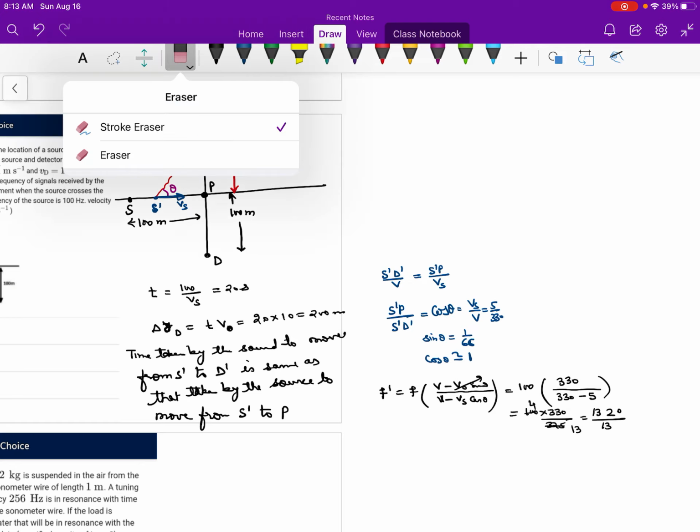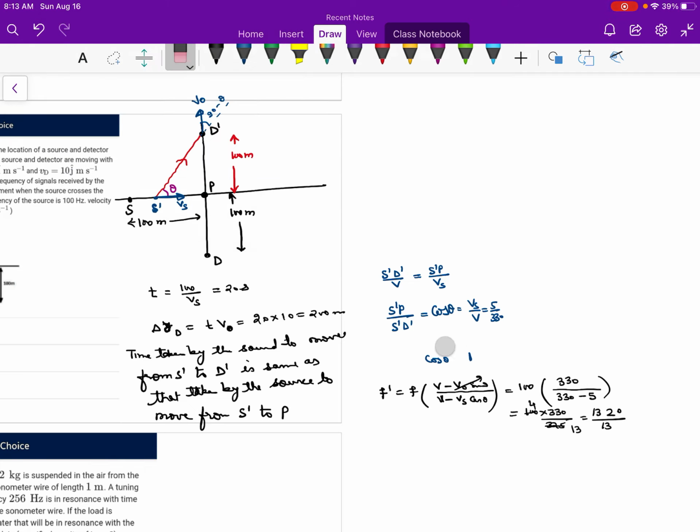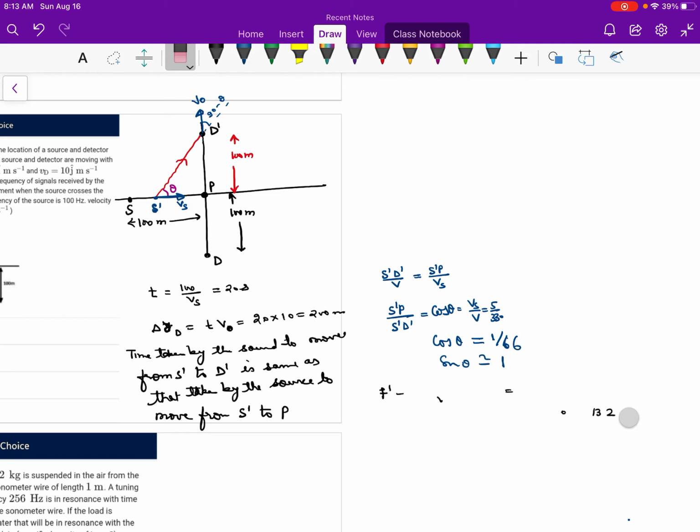So cos theta is 1 by 66 and sine theta is approximately equal to 1. So this data will change.